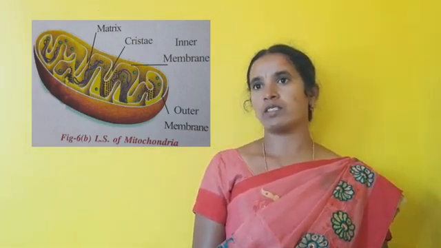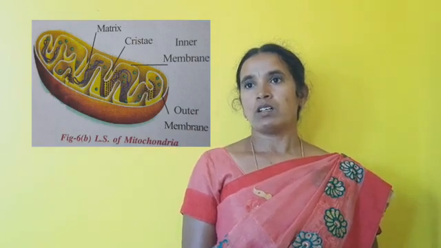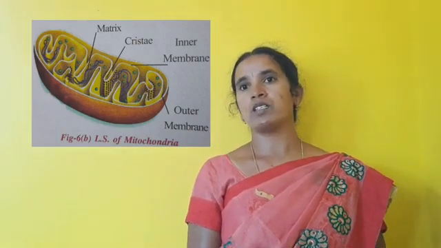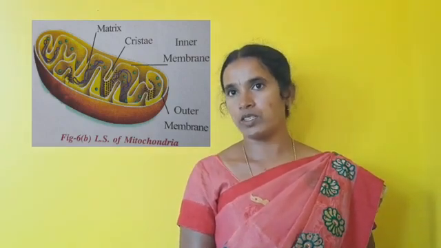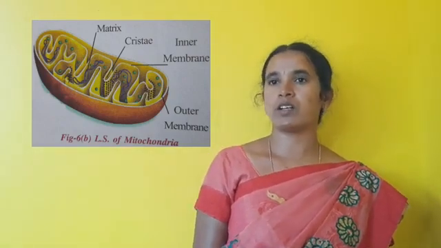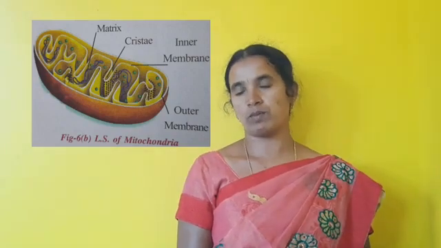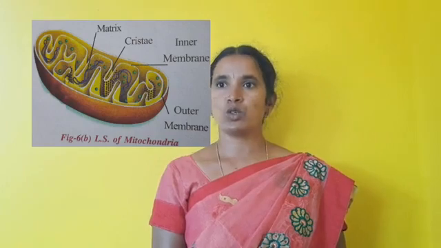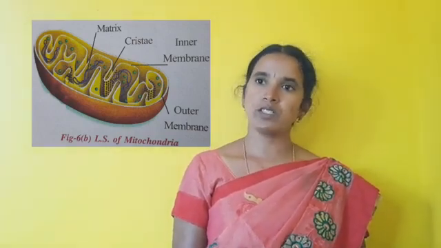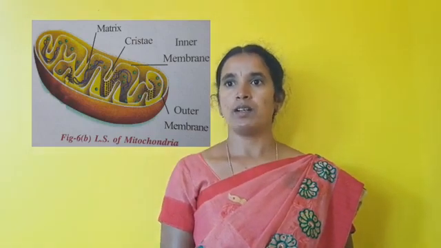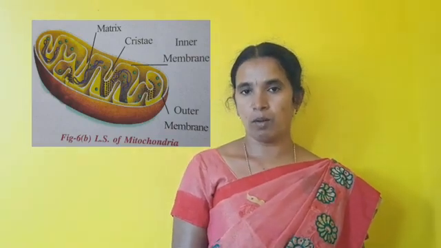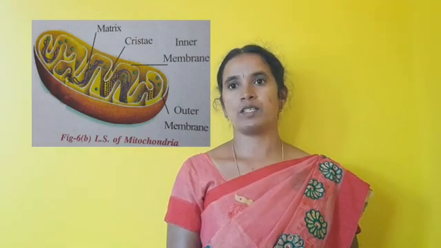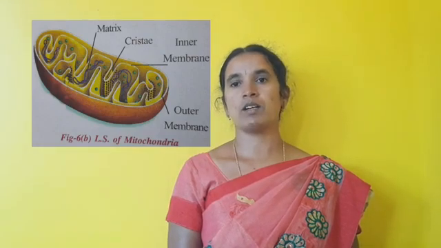Why is mitochondria known as the powerhouse of the cell? Mitochondria participate in cellular respiration and produce energy, so mitochondria is known as the powerhouse of the cell. Where is energy stored in mitochondria? Energy is stored in the matrix in the form of ATP. Okay, do you understand?